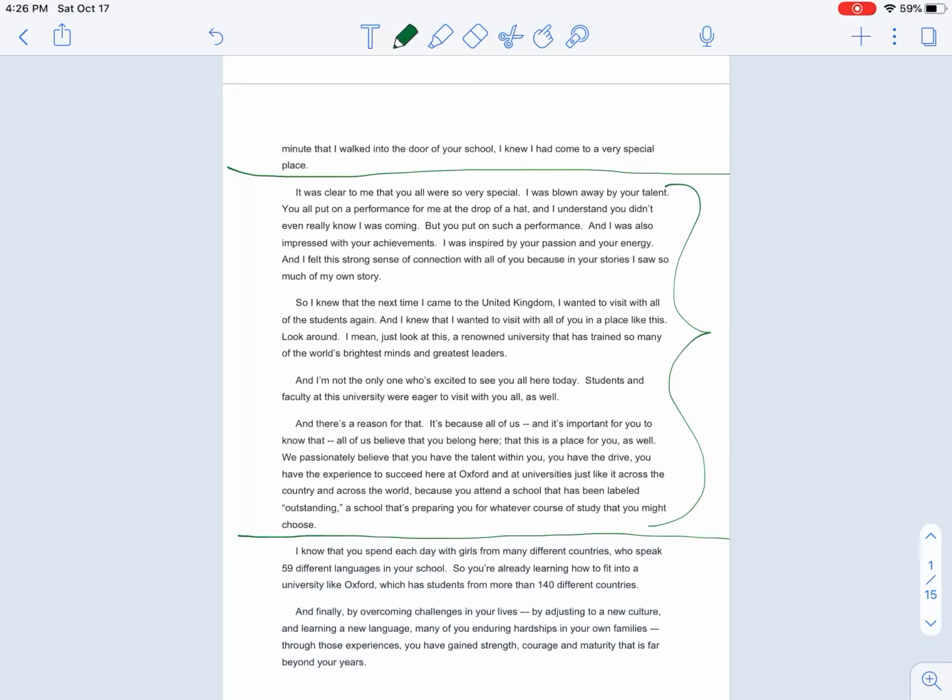So I knew that this next time that I came to the United Kingdom, I wanted to visit with all of the students again. And I knew that I wanted to visit with all of you in a place like this. Look around. I mean, just look around. Just look at this. A renowned university that has trained so many of the world's brightest minds and greatest leaders. And I'm not the only one who's excited to see you all here today. Students and faculty at this university were eager to visit with you all as well. And there's a reason for that. It's because of all of us.